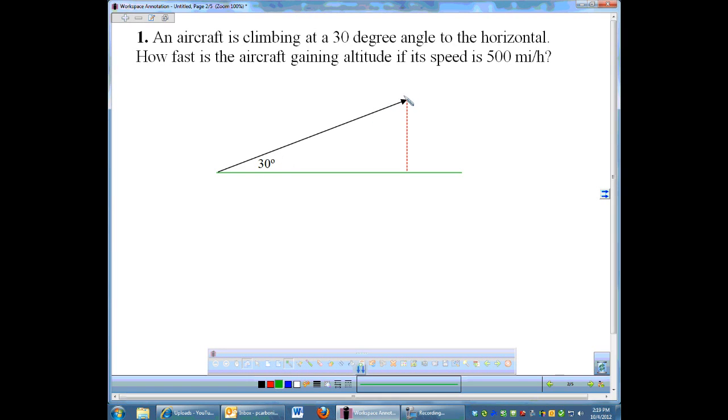So maybe I could draw an airplane. Should I draw an airplane? Here's an airplane. Oh, it's green, a green airplane. There we go. There's my airplane. Let's give it the tail. There. Okay, so there's our airplane. He's traveling at 500 miles per hour.